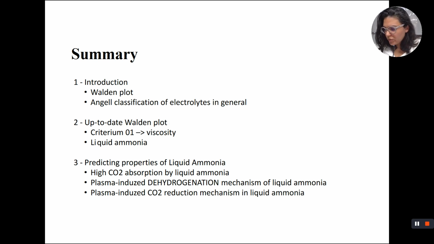So, talking about the work of Professor Angell, who classified the electrolytes in general using this plot, using the viscosity-conductivity behavior. Thereafter, I will apply a criterion to this plot to identify good electrolytes for electrocatalysis, and I will make a pick, which is liquid ammonia, and I will discuss why it would be a good pick based on the predictions of high carbon dioxide absorption, and discuss the mechanism of liquid ammonia dehydrogenation and liquid ammonia carbon dioxide reduction induced by plasma electrochemistry.